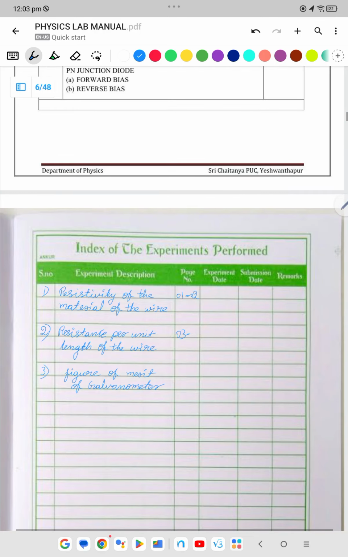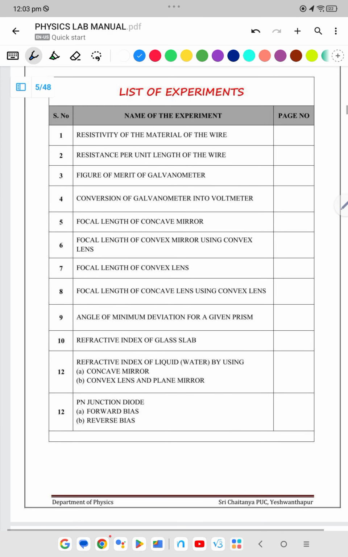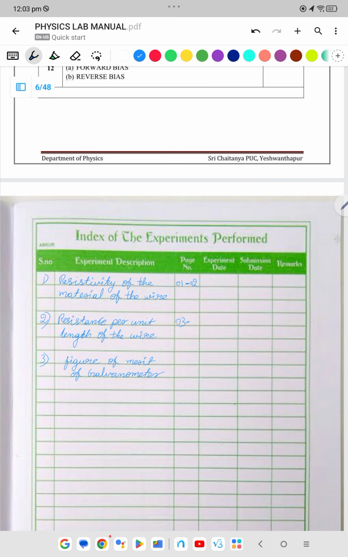Let's go through it. First, coming up to the index sheet. In the index sheet, whatever experiment you are writing, let me consider I am going in the order of this physics manual itself, so my first experiment is resistivity of the material of the wire. So I will note down in serial number 1, experiment description, our first experiment name, resistivity of the material of the given wire. Next, coming up to the page number. Page number denotes from which page number it is starting and to which page number it is ending.